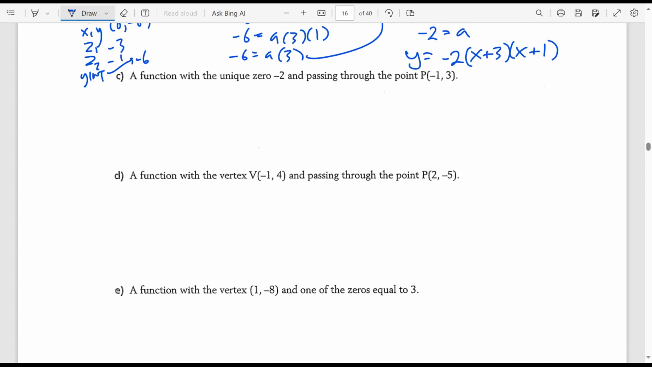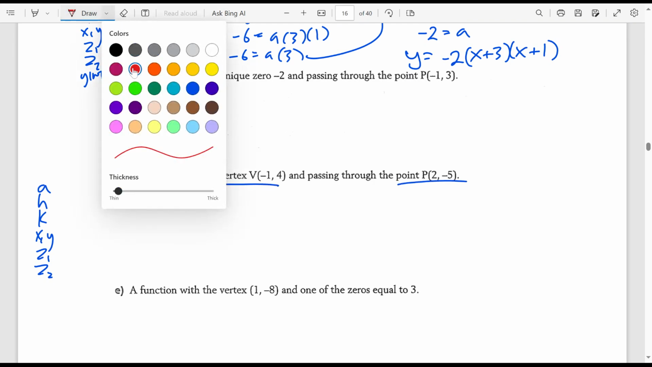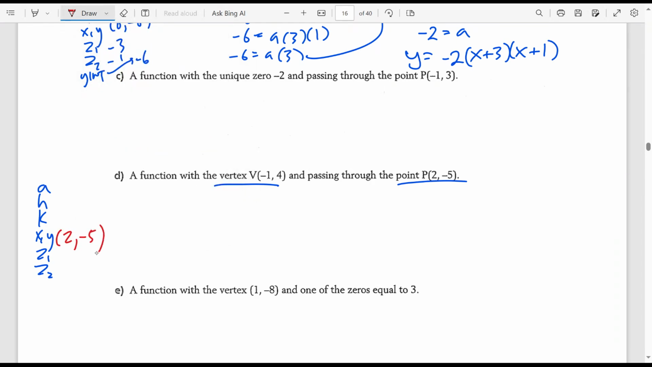What I may do actually is look at D really quickly, because it is a different form. So it says vertex and point. I have at my disposal 2 and -5 as a point, and my vertex is -1 and 4. So this is obviously going to be in vertex form.